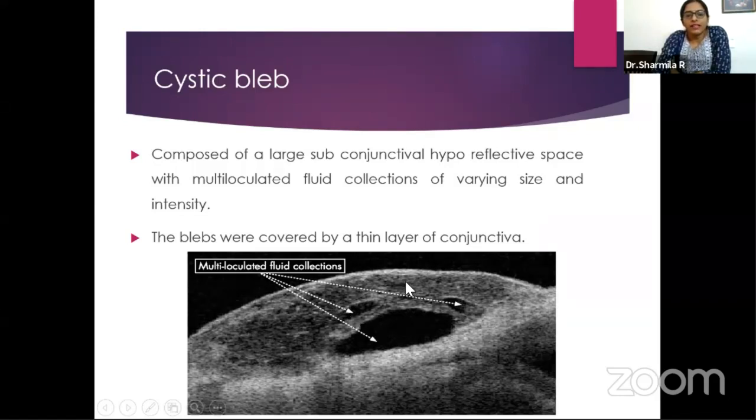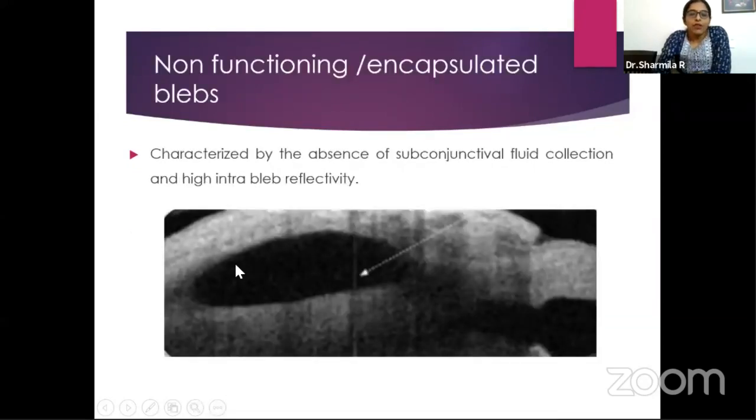And then this is covered by a thin layer of conjunctiva. So this is a cystic bleb. And this is an example of a non-functioning or an encapsulated bleb, where you really don't see any fluid space, but it is just a high intrableb reflectivity. So these are more in favor of a Tenon's cyst.